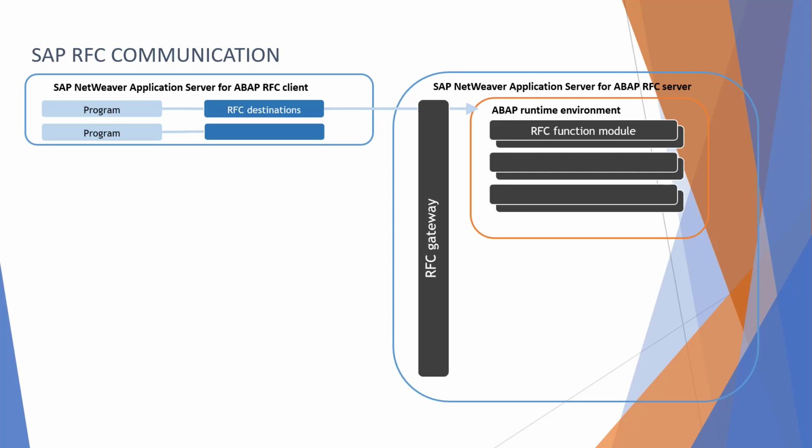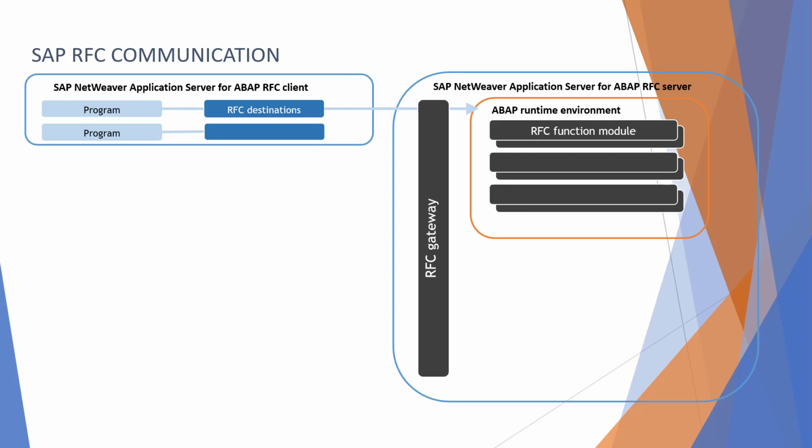When we think about RFC communication, we're thinking about the SAP NetWeaver application server for ABAP as being involved in some type of system integration. In this example, we'll consider the integration between two SAP ABAP systems. The system on the left will serve as the client system. That's the system where the RFC call originates. And the system on the right is the server system. This is the system where the call is received and a function module executes some program.